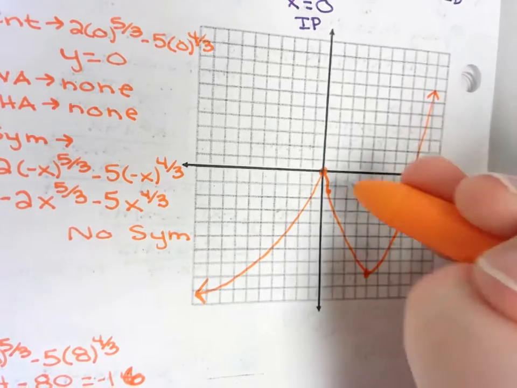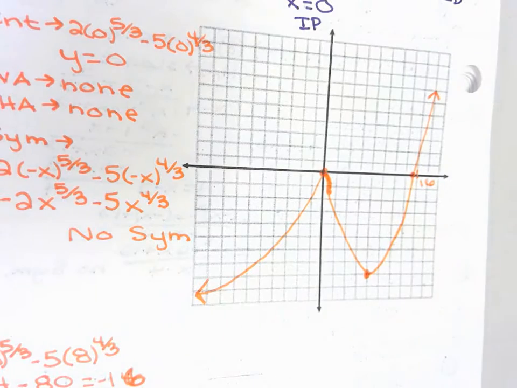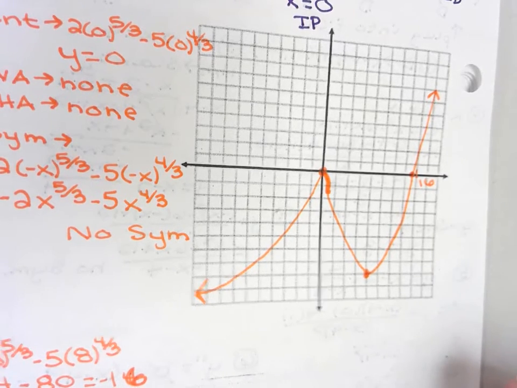So make sure you have the concavity here. This is concave down, so it should have that kind of frowny face curve there. So just be careful with that. Any questions on that? Okay, one more. We're going to do one more polynomial, and then we'll be done for this section.